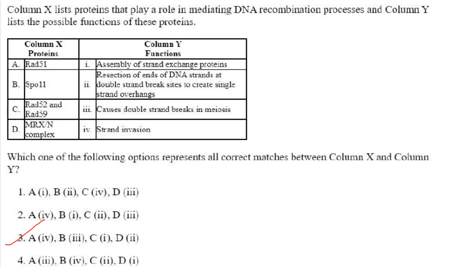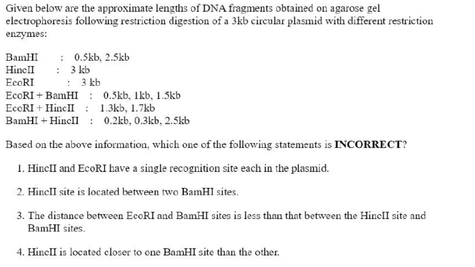So RAD51, it is for strand invasion. Then comes SPO11, that is for causes double strand breaks in meiosis. RAD52 and RAD59, it causes assembly of the strand exchange proteins. And MRXN complex, it is for resection of ends of DNA strands at double stranded break sites to create single strand overhangs. So your answer is option 3, A4, B2, C1, D2.